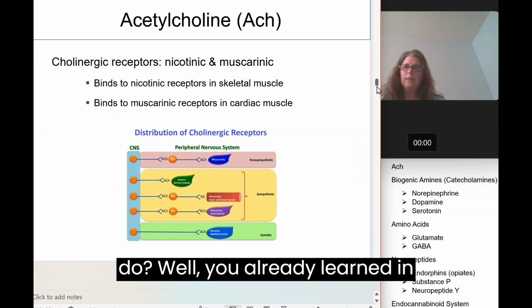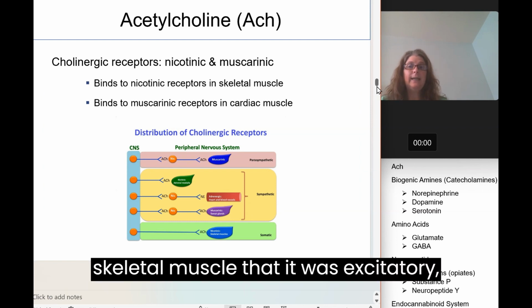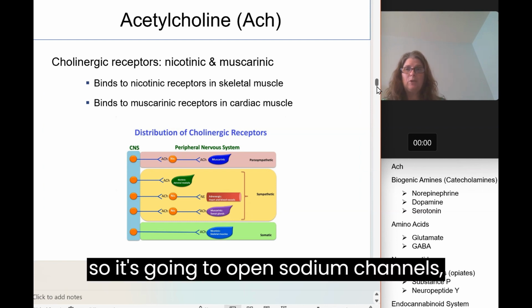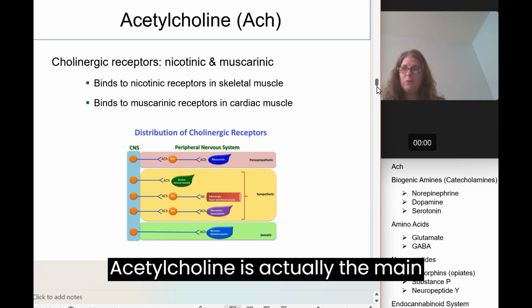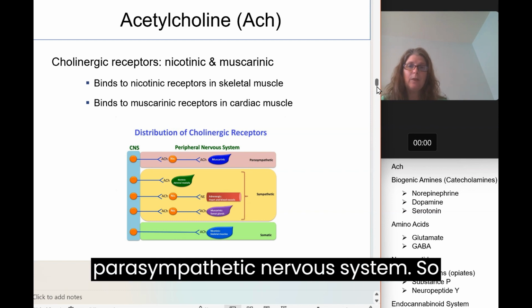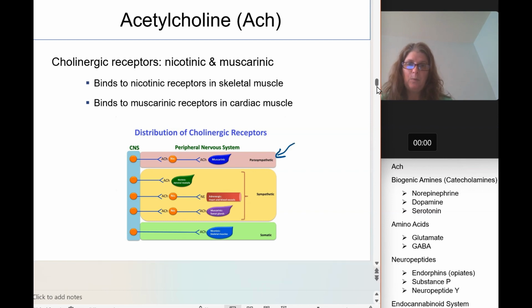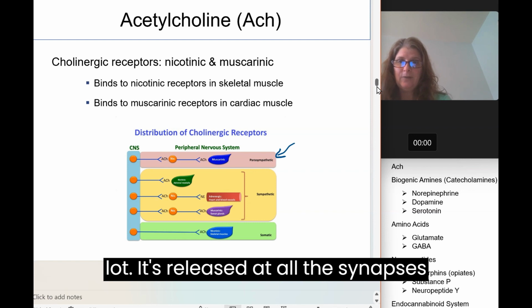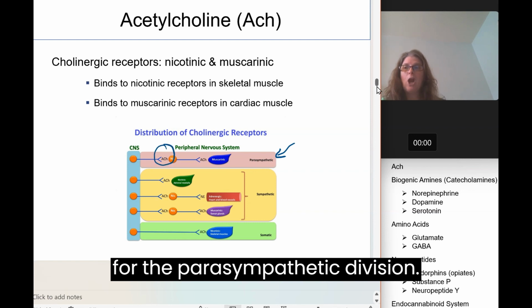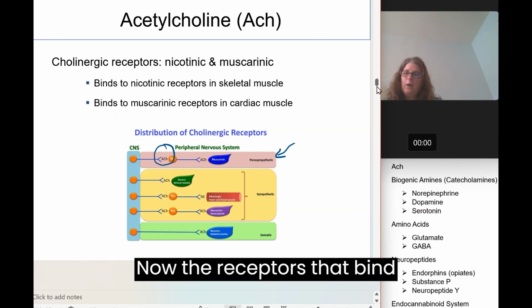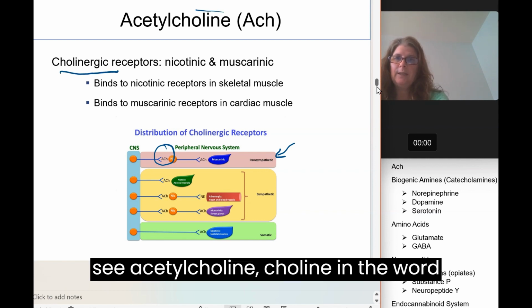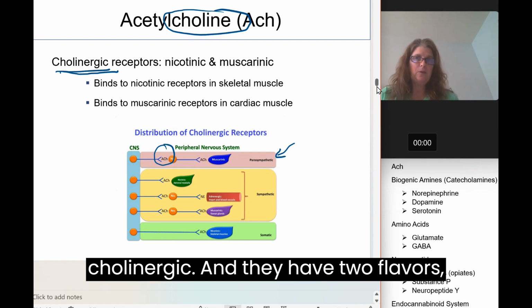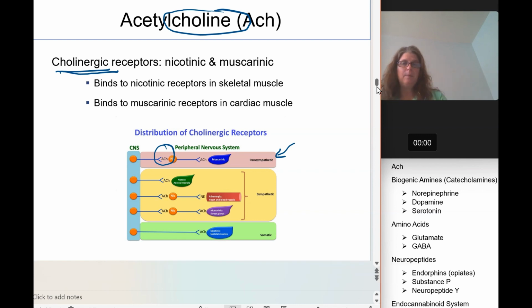But what does acetylcholine do? Well, you already learned in skeletal muscle that it was excitatory, so it's going to open sodium channels, right, and depolarize muscle. Acetylcholine is actually the main neurotransmitter for your parasympathetic nervous system. So when we study that, we'll be seeing it a lot. It's released at all the synapses for the parasympathetic division. Now, the receptors that bind acetylcholine are called cholinergic. So see acetylcholine, choline in the word, cholinergic. And they have two flavors, so to speak. They have nicotinic and muscarinic.